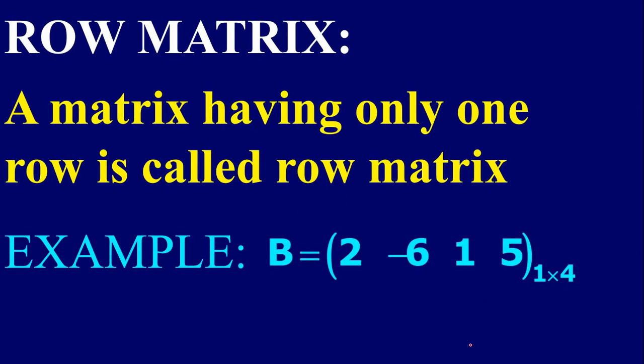So next it is row matrix. A matrix having only one row is called as row matrix. So here we have only one row and many columns, and this is called as row matrix.